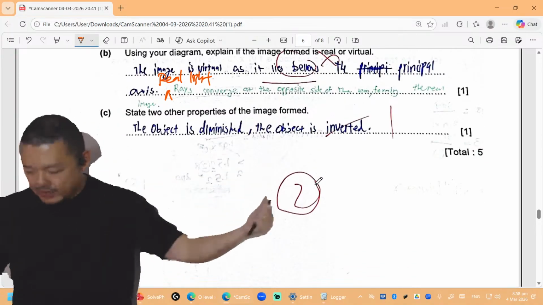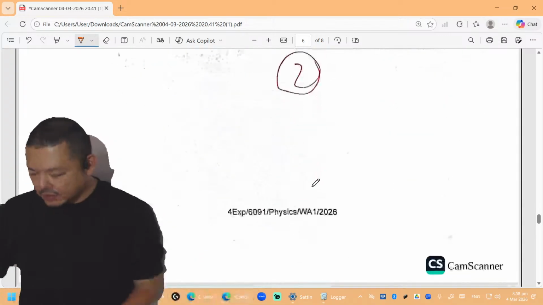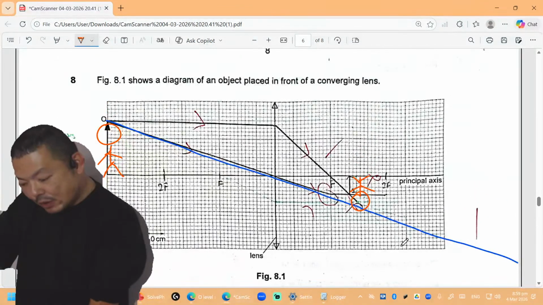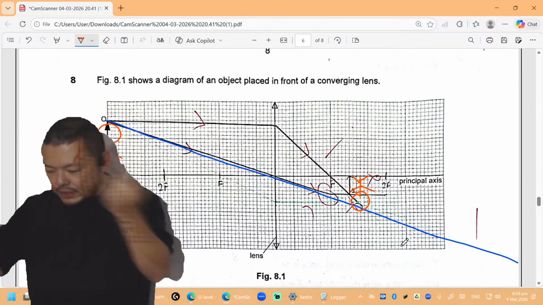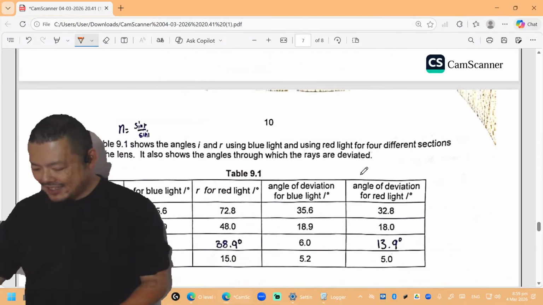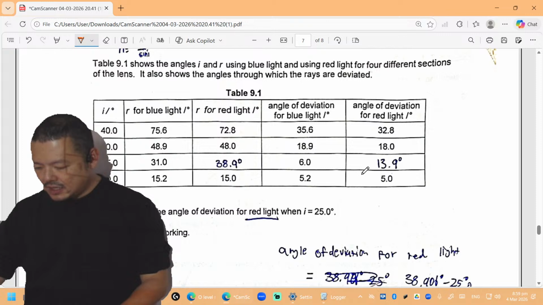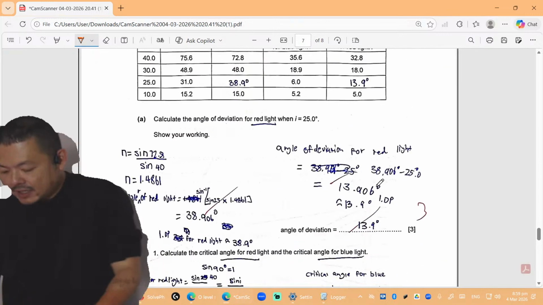State 2, okay, this one's correct. Diminished and inverted. Okay, you can tell me inverted, but your image up there is upright, brother. That's not inverted, right? Your arrowhead is still pointing up. Upside down, the fella upside down. Okay, this one is what? Oh, okay, no, this one. He changed something, is it?